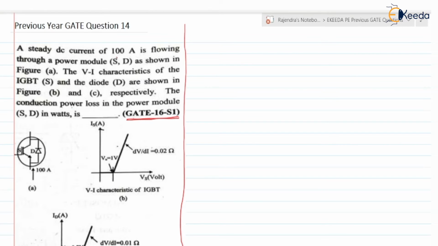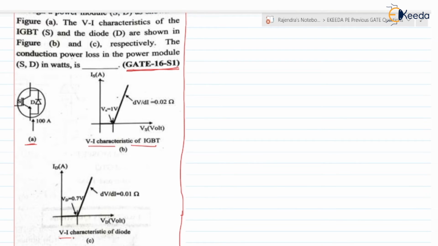A steady DC current of 100 ampere is flowing through a power module SD as shown in the figure. Here we have a power module. It consists of an IGBT connected in parallel with a diode. The VI characteristics of the IGBT are shown in figure B, and the VI characteristics of the diode D are also shown in figure B. So, diode VI characteristic and IGBT VI characteristic.